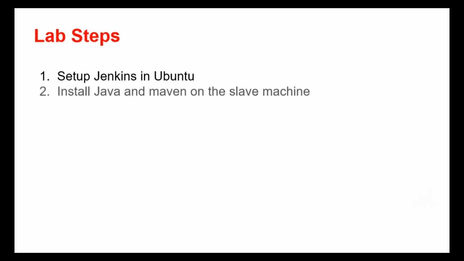Okay, so now let's go through the lab steps. The first step, I'm going to set up Jenkins in an Ubuntu AMI. So this lab will be done on an Ubuntu environment. The second step, we have to install Java and Maven on the slave machine, because we are going to execute the pipeline script on the slave machine, not on the Jenkins master, right? So basically on the slave, we have to install Java and Maven. And even for the first step, installing Jenkins in Ubuntu, of course, we are going to install Java as well.